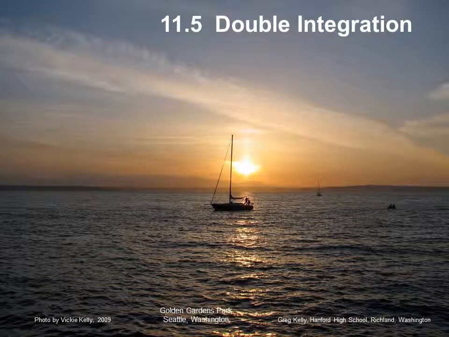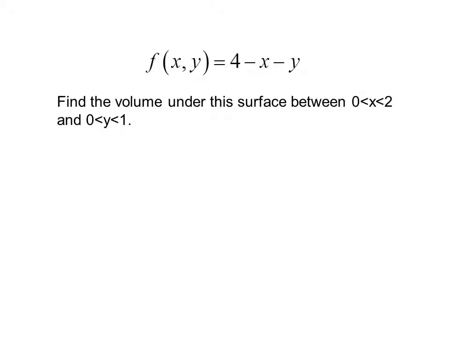Lecture 11.5, Double Integration. We start right out with an example. Consider the surface defined by f of x and y equals 4 minus x minus y. Find the volume under this surface where x is between 0 and 2 and y is between 0 and 1.